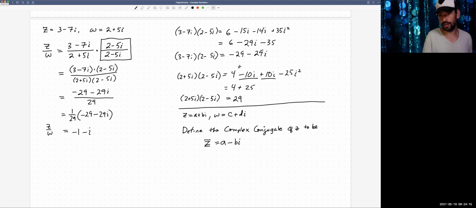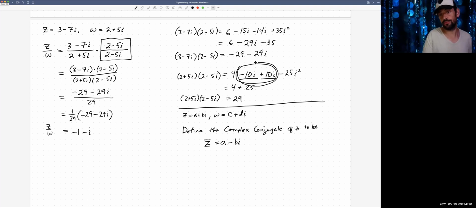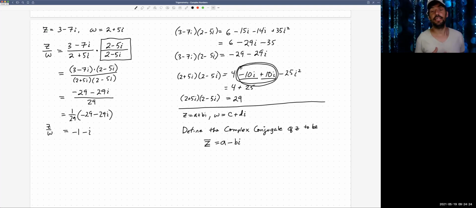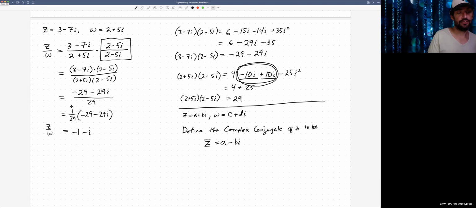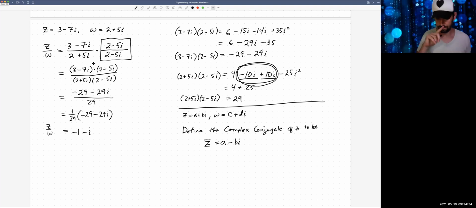The reason why is highlighted right here, right? We get these cross terms that disappear, getting rid of the imaginary part, leaving us with a fraction then, so we can kind of remove this denominator and have coefficients, a real part and imaginary part.